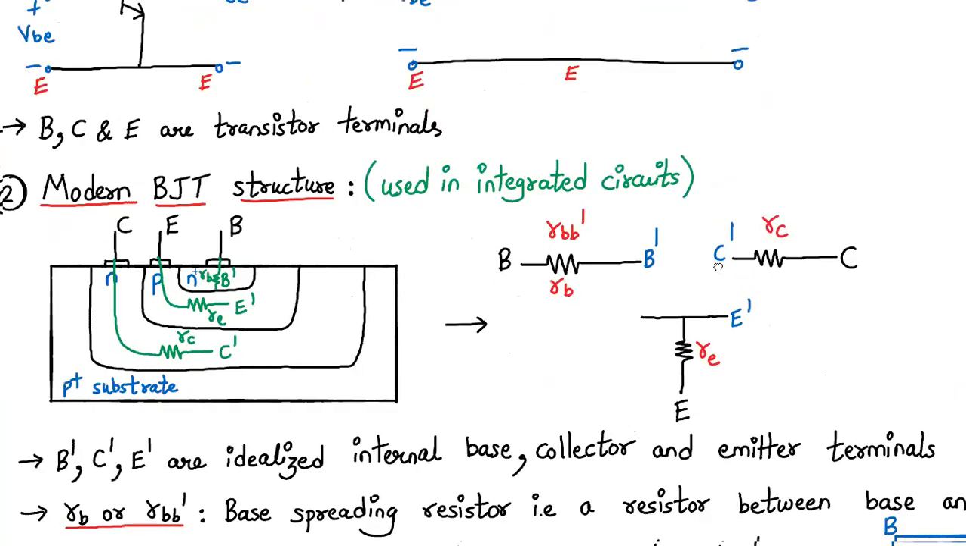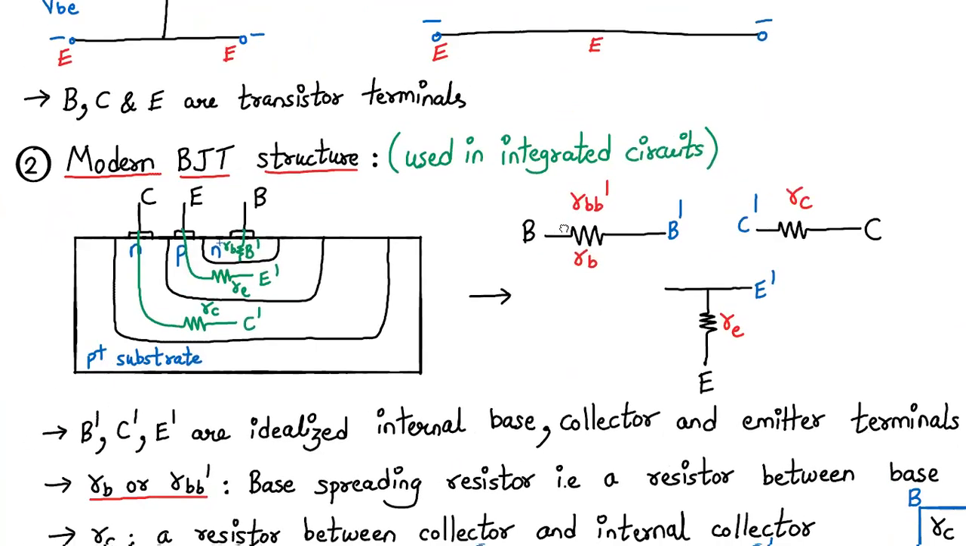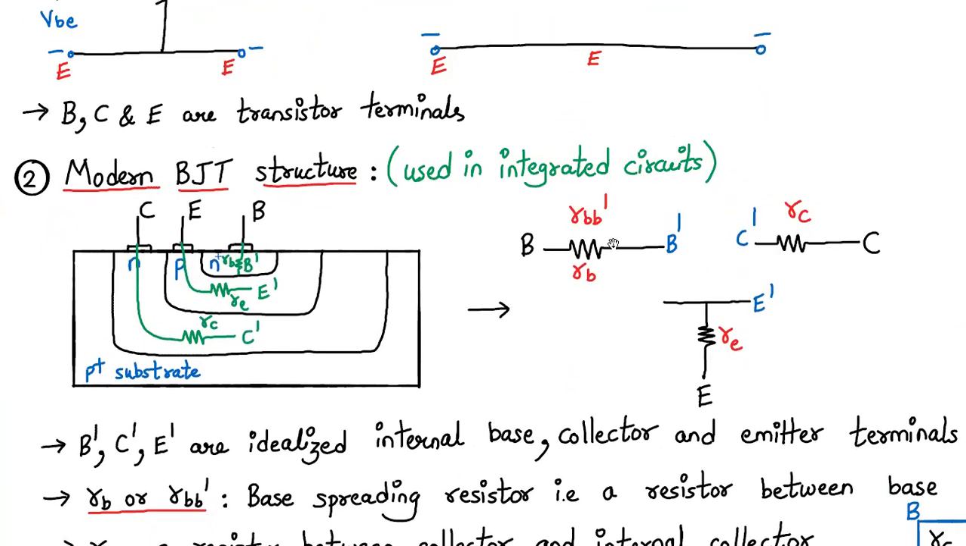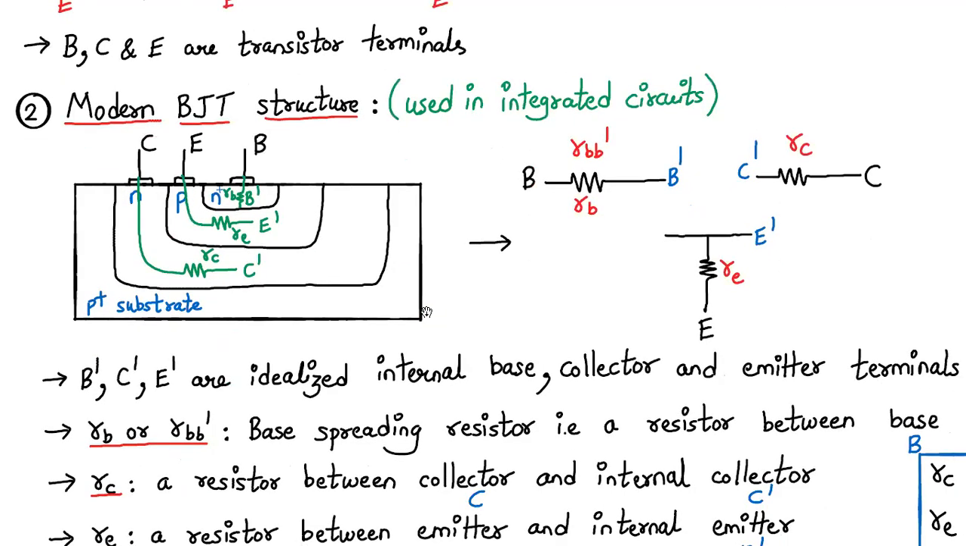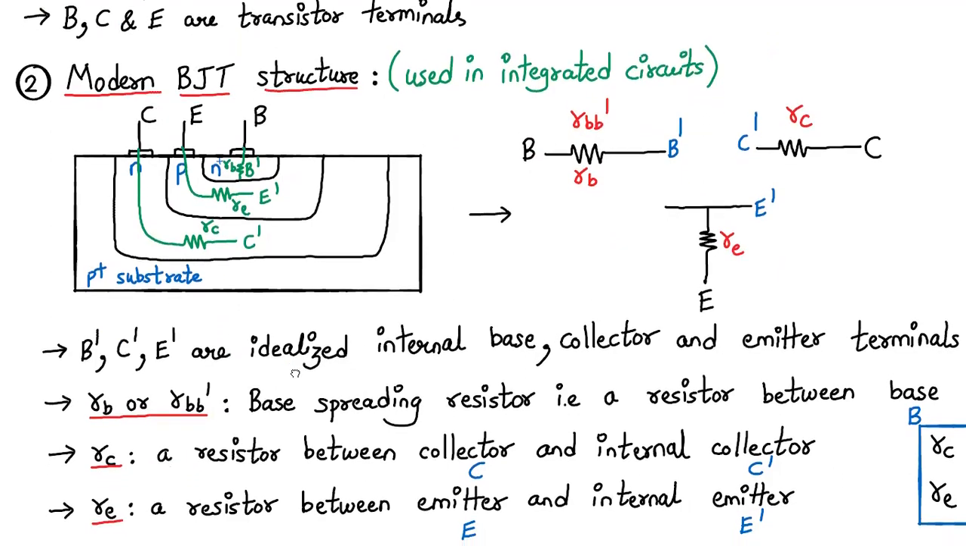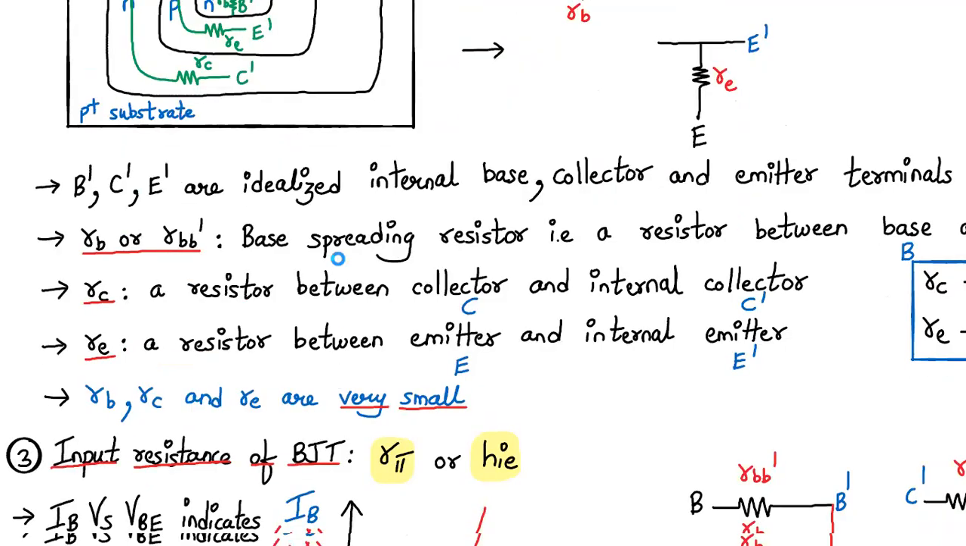Okay, so the first change in the model is that we have internal resistances for the internal terminals also. The internal terminals are B dash, C dash, and E dash, and the external terminals are denoted by capital B, E, and C, representing base, emitter, and collector. Okay, so this is the first part of it. Now, these values RB, RC, and RE are very small. Let's go to the next one.